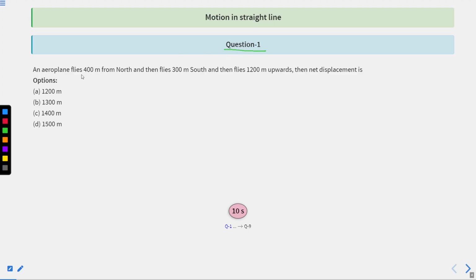an aeroplane flies 400 meter from north and then flies 300 meter south, then flies 1200 meter upwards, and then the net displacement is what? So you have to calculate net displacement. Read the question carefully and give the answer. You have 10 seconds to solve this question. After that we will provide the solution.